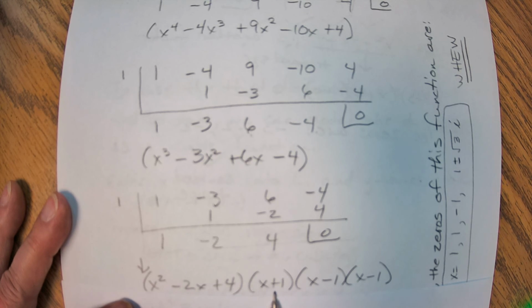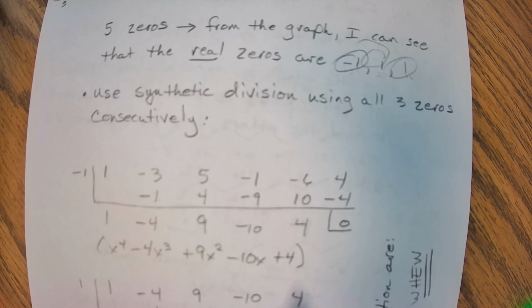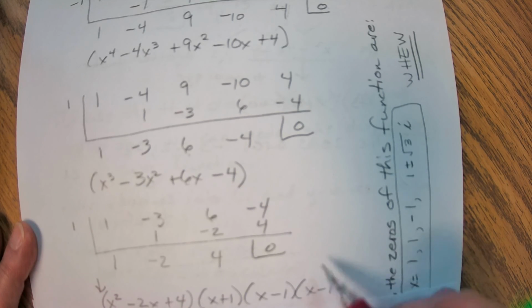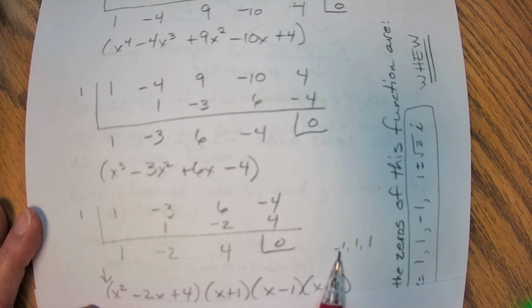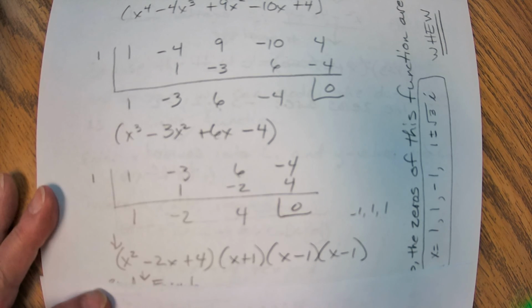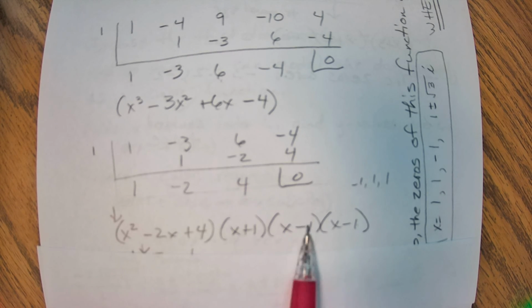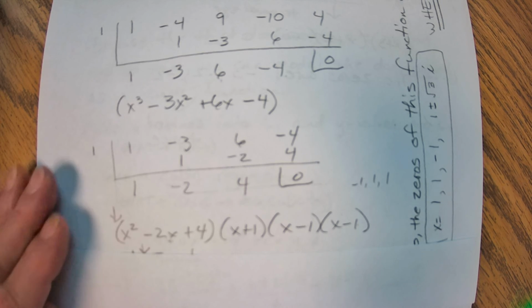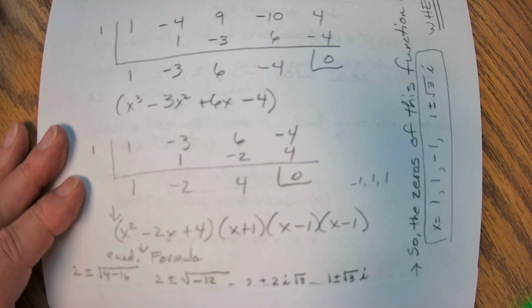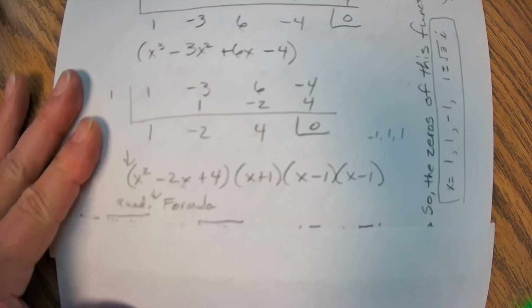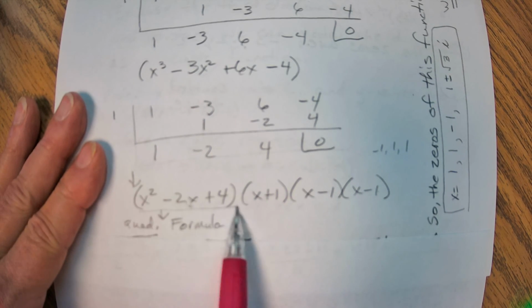But don't forget my other factors, because if these are my zeros, if my zeros are -1, 1, and 1, then I know one of my factors is x plus 1, x minus 1, and x minus 1. So now I have this thing. These are my 3 real zeros. There's 2 imaginary zeros in here, so I need to use the quadratic formula to solve this quadratic.